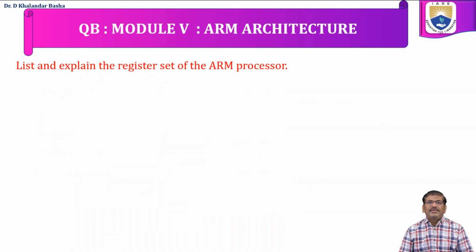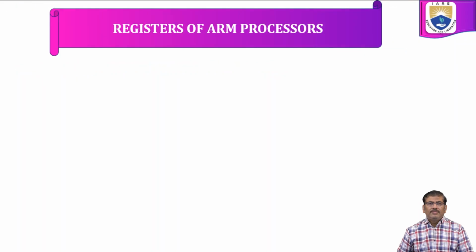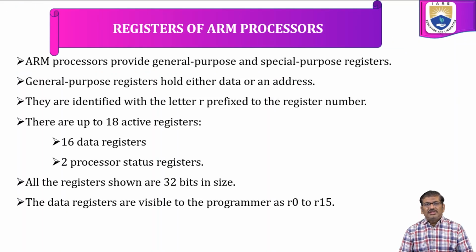Next question: list and explain the register set of the ARM processor. So ARM processors provide general purpose and special purpose registers. The general purpose registers hold either data or an address. They are identified with the letter R prefixed to the register number. There are up to 18 active registers, out of which 16 are data registers and 2 are special purpose registers, that is, status registers. All these registers are 32 bits in size.